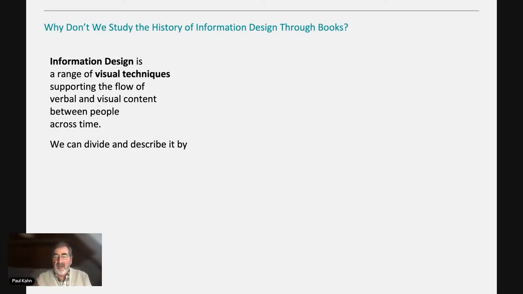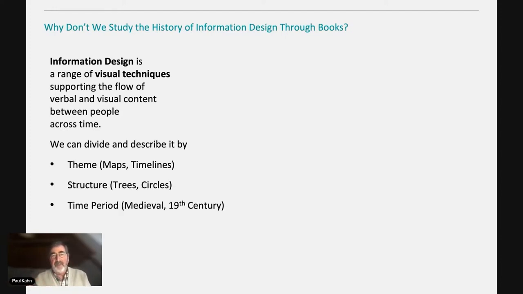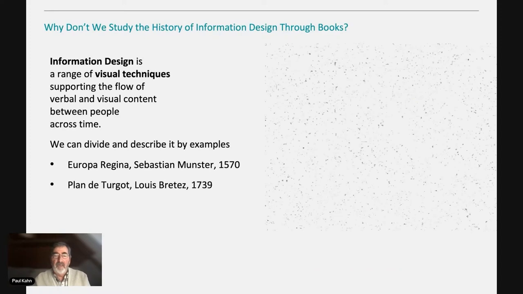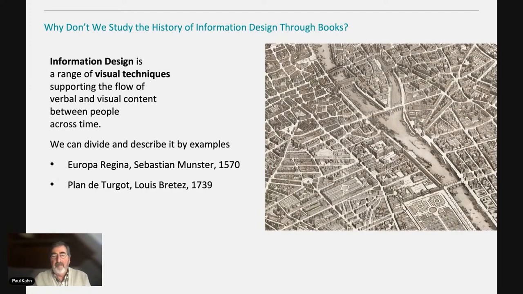And generally we divide and describe it by themes such as maps and timelines, structures like trees, circles, time periods, this is medieval, this is 19th century, or even cultures, saying this is European culture, this is Islamic culture, Asian culture. And we generally use really interesting examples like this Tabula Rogeriana map of representation of Europe, or the plan de Turgot, which is this amazing map of Paris.